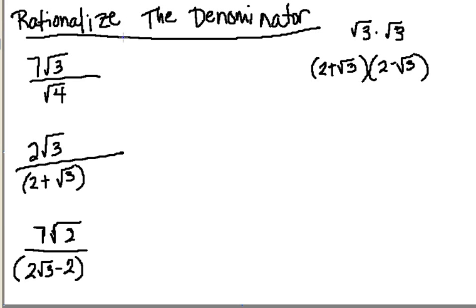Hi, in this video we will talk about rationalizing the denominator. What that means is we're going to try to talk some sense into the denominator. Just kidding. What it means is we're going to get rid of the radical in the denominator.